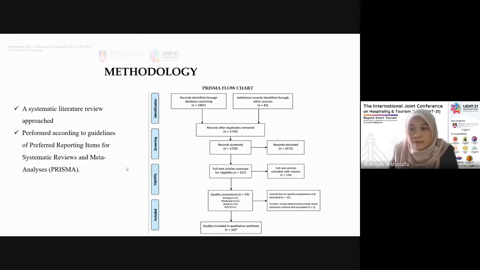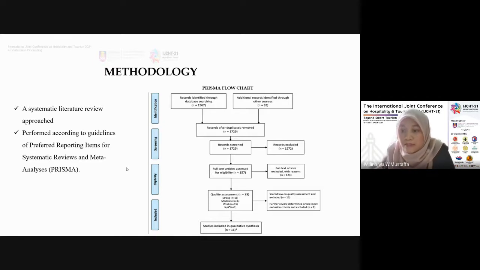So in this paper, we employ a systematic literature review approach and perform it according to the guidelines of Preferred Reporting Items for Systematic Reviews and Meta-Analysis, called PRISMA. A systematic literature review, SLR, identifies, selects, and critically appraises research in order to answer clearly formulated questions, by Dewey and Drahota 2016.